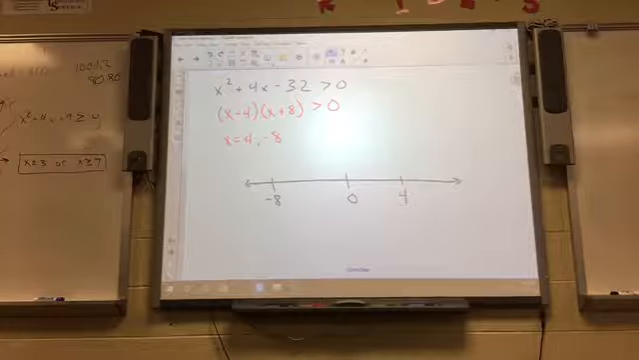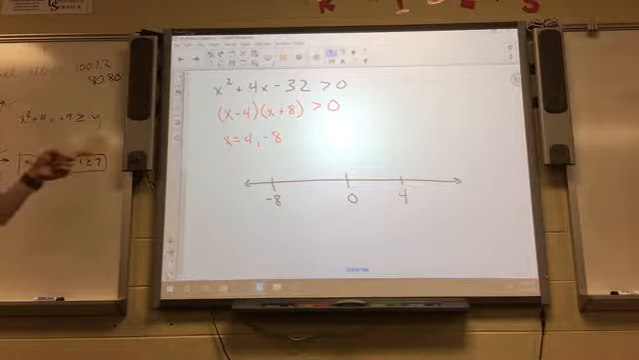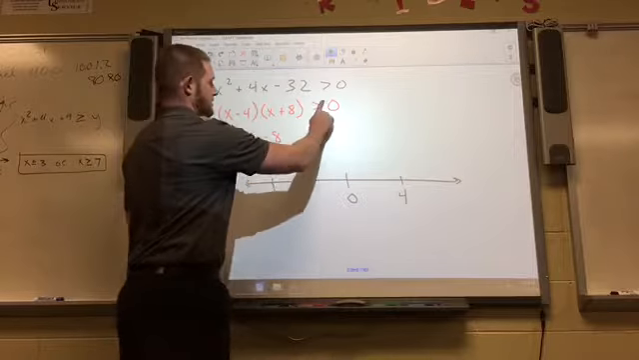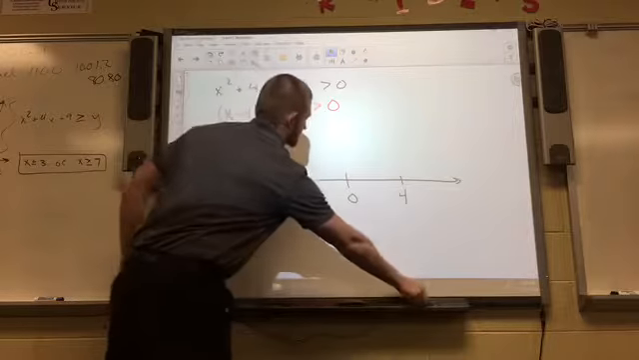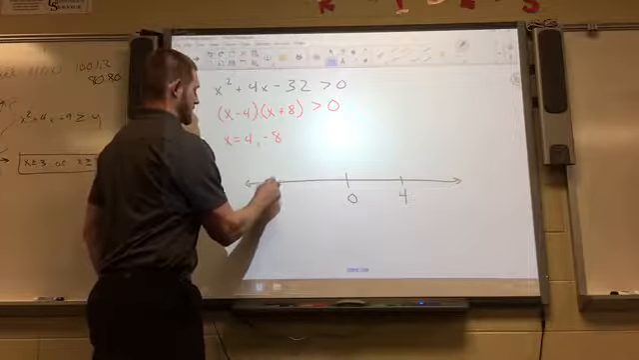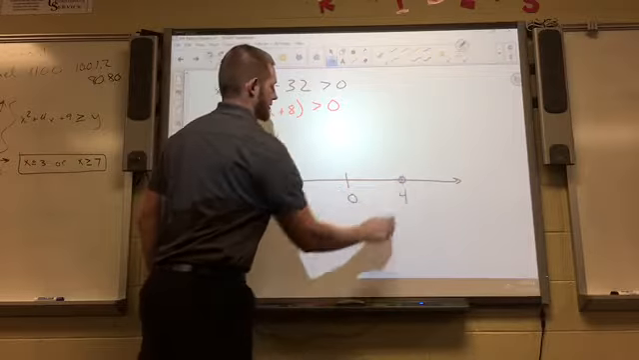Yesterday, when we were graphing on a coordinate plane, my less than and greater than signs gave me a dashed line. Less than or equal to, greater than or equal to gave me solid. Anybody remember what they do on a number line? Open or closed circle? This is open. So this is going to be an open circle. So on negative 8 and positive 4, I'm going to have open circles.